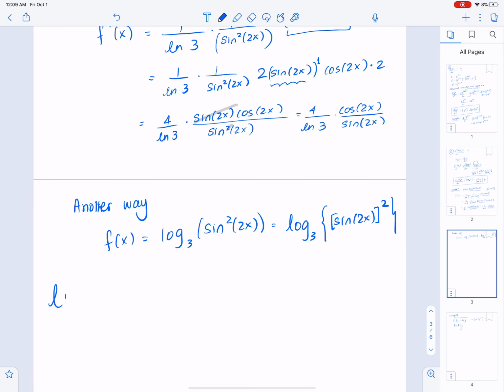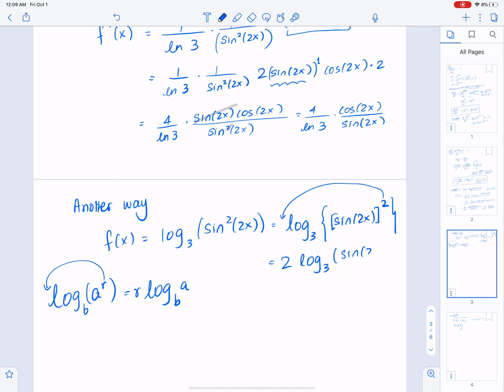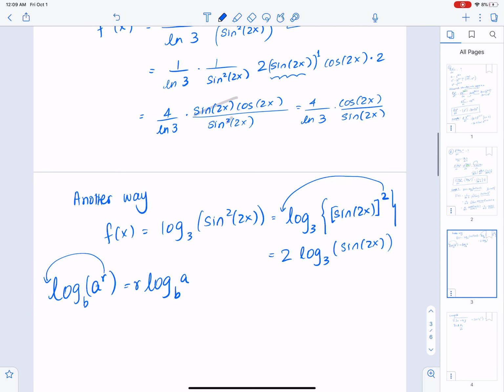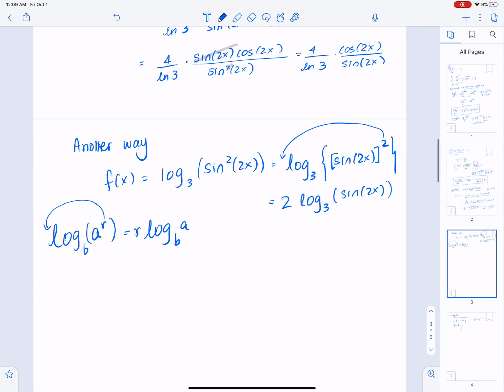Well, log to any base b of a to the r is r log to base b of a. So you can actually bring the power down. So you can bring this power down in front. Oh, so that's nice. So now let's differentiate.